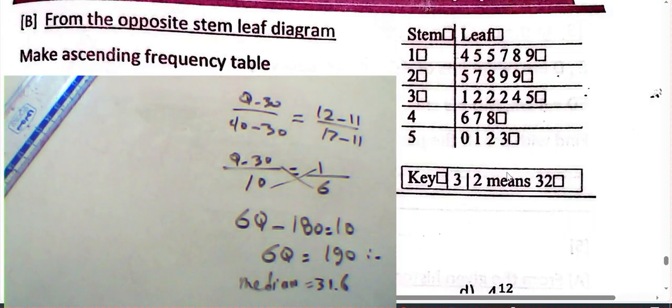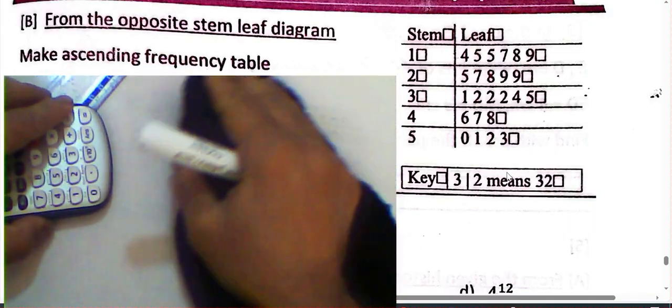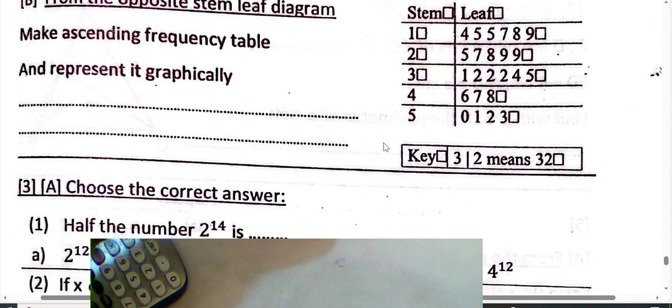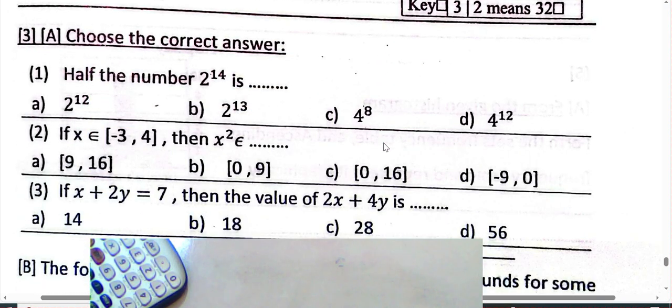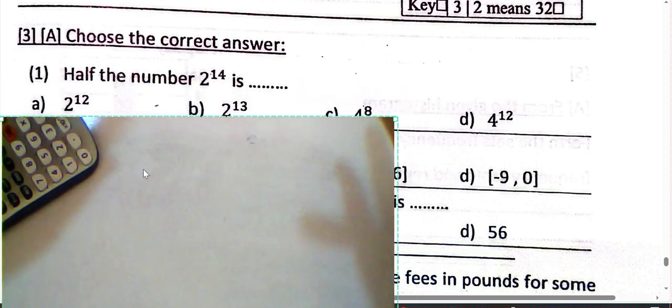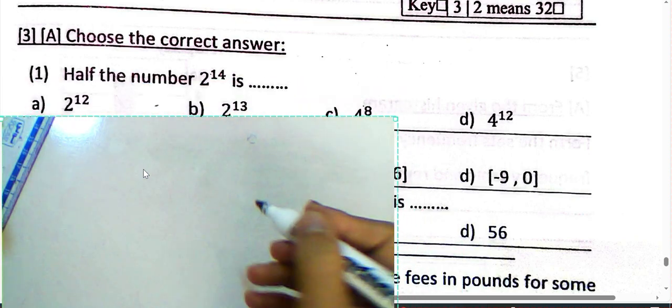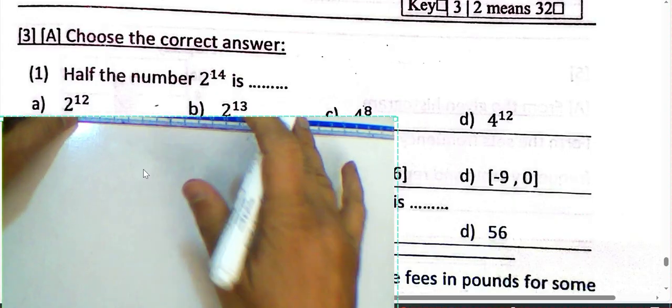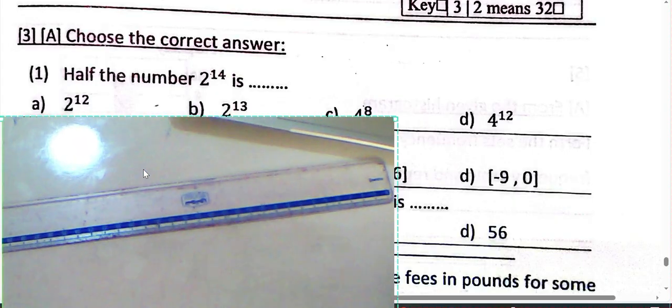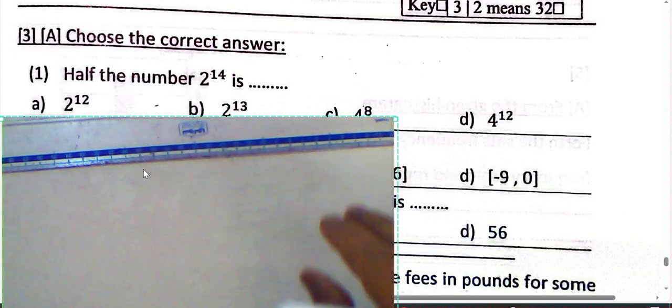Okay, next question. Question number 3, choose the correct answer. Half the number 2 power 14. We can find the half of this number by dividing by 2. 2 power 14. Okay, look at here, steps with me. 2 power 14 divided by 2.